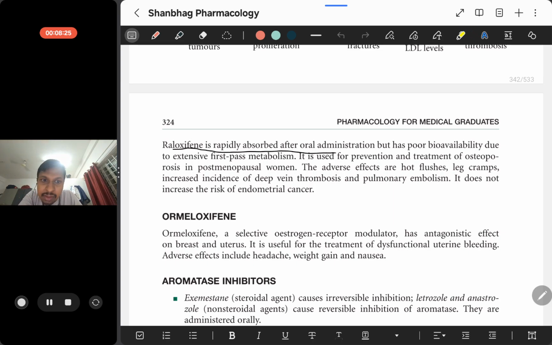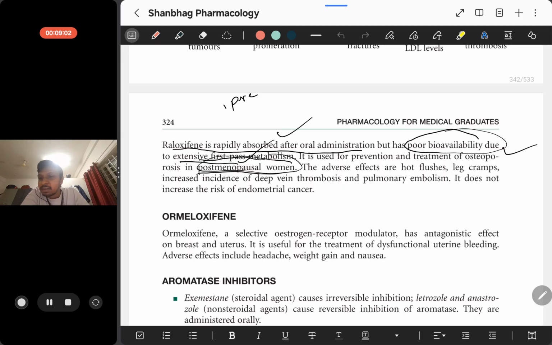Raloxifene is rapidly absorbed after oral administration. But it has poor bioavailability due to extensive first pass metabolism. It is used for prevention and treatment of osteoporosis in postmenopausal women. This is to be noted. Tamoxifen was given in both pre and postmenopausal women, but here it is given for the treatment of osteoporosis in postmenopausal women.